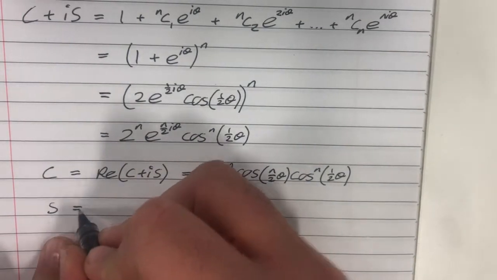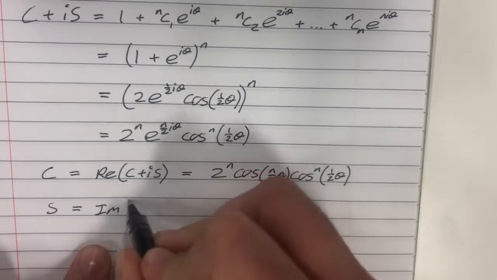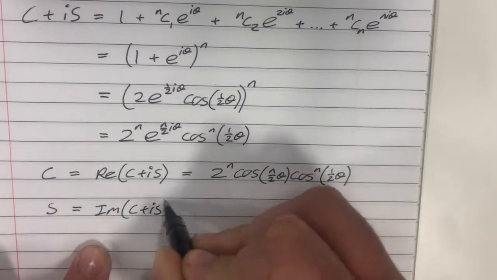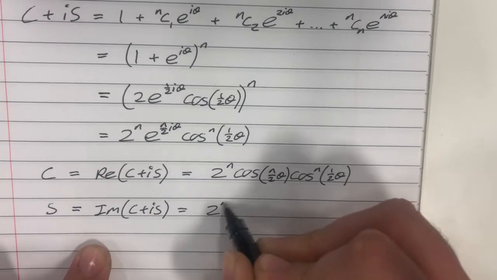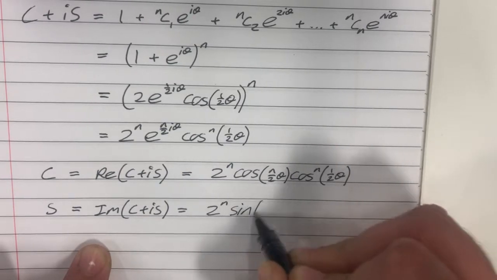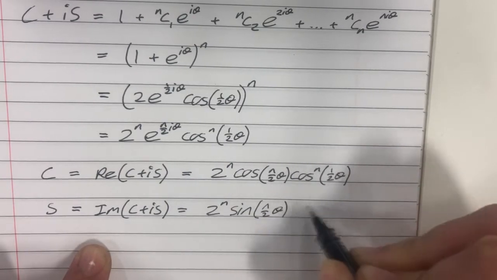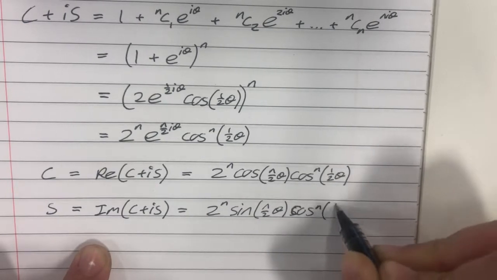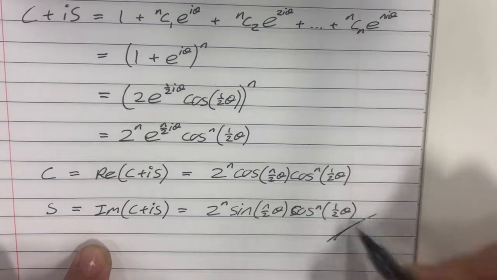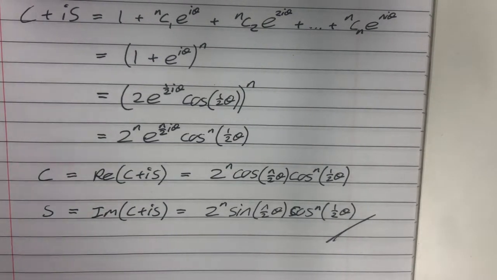And similarly, S is the imaginary part of C plus iS, which is going to be 2 to the n sine of n on 2 theta times cos to the n of a half theta. And that's C and S.